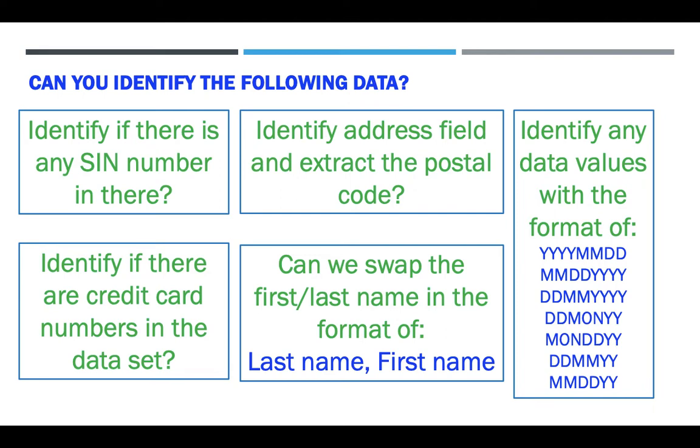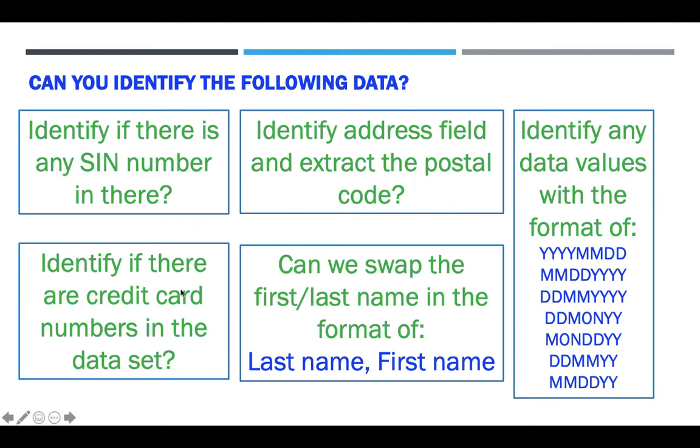The second part is that sometimes you need to identify the address. For that, you need to extract the postal code. The postal code in Canada starts with one letter, then a digit, another letter, and then maybe a space, depending on the user input, and then another pattern with a digit, letter, and digit. So how do you identify that in your programming code?